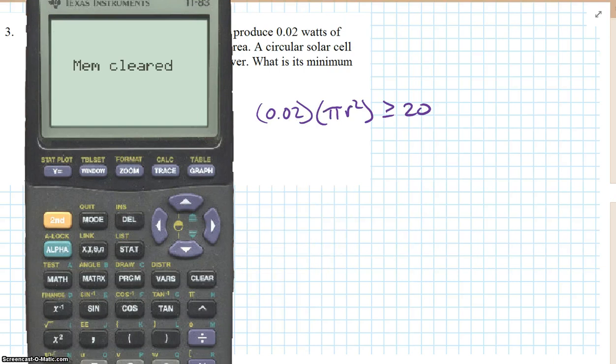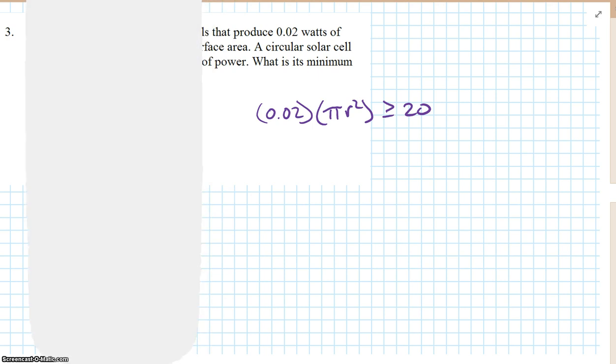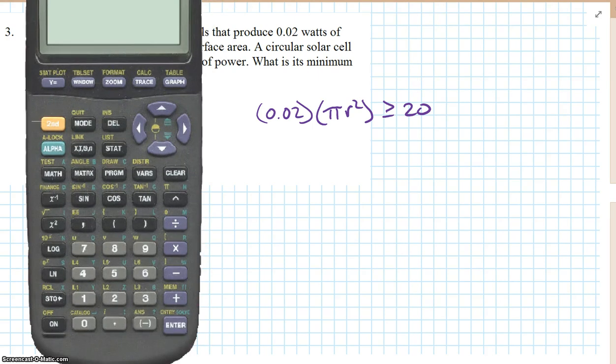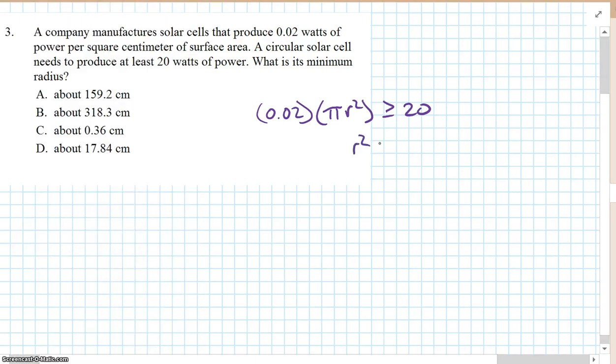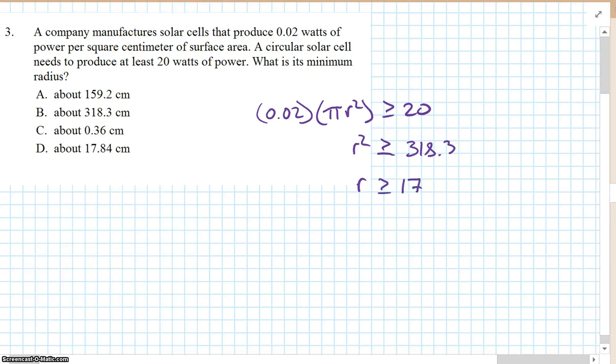Okay, I'm going to take 20, and I'm going to divide it by 0.02 divided by pi. Okay, now I'm going to square root that, so I got r squared is greater than or equal to 318.3. So I'm going to square root that. So we get 17.84. So r is greater than or equal to 17.84 centimeters. Okay, easy enough.